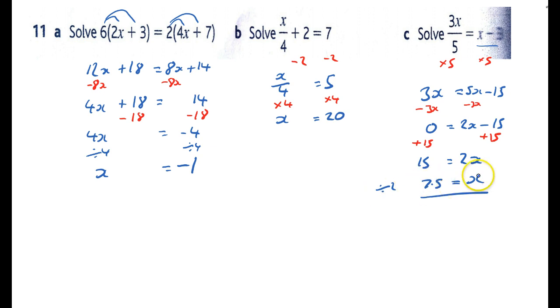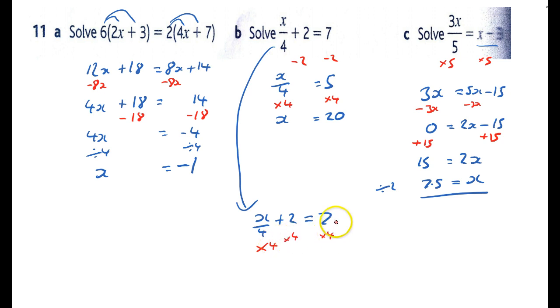The other way I could have done it, this one, I'm going to come down here, was I said I could have actually got rid of the divide by 4 first. Now I do that by timesing both sides by 4. That means I have to times every term by 4. So I have to times that by 4, I have to times that by 4, and I have to times that by 4. Every term by 4.